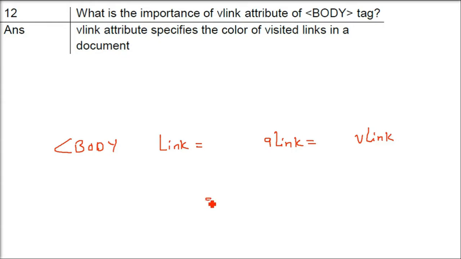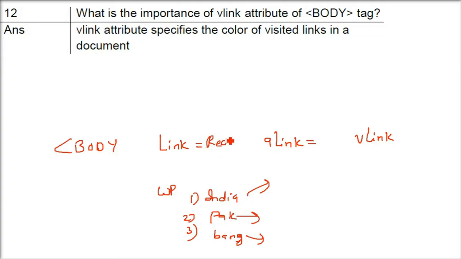Now understand by an example. We have a list with three links here, which means if you click, it will properly take you to some other page or website: India, Pakistan, and Bangladesh. Now you have opened a website. The first time you see the web page, you haven't even moved your cursor. So what will be the color of these links? Whenever the page opens, the color will be the one given in link. Here we are assuming that it is red.